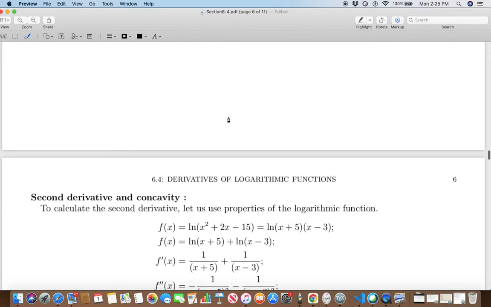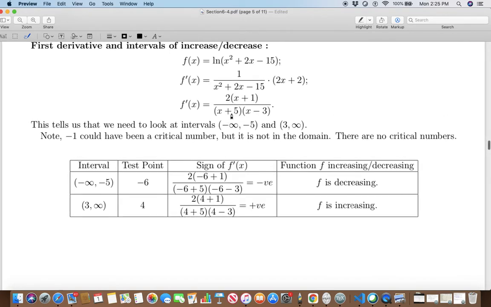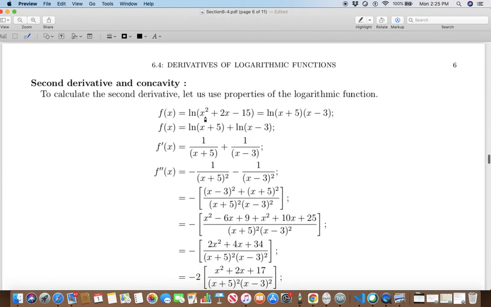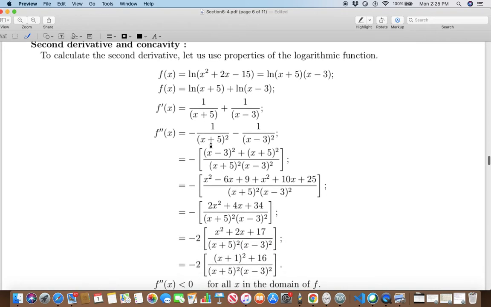You could take the second derivative of this, or you could use properties of logarithmic functions. Take your original log of a polynomial and factor it. That splits your log into a sum of logs. So the first derivative is simply 1 over x plus 5 plus 1 over x minus 3. Notice, using the chain rule, the derivative of x minus 3 is 1, and the derivative of x plus 5 is also 1. When I take the second derivative, I just need to take the derivative here and here. So that's negative 1 over x plus 5 squared minus 1 over x minus 3 squared. So keep the negative out.